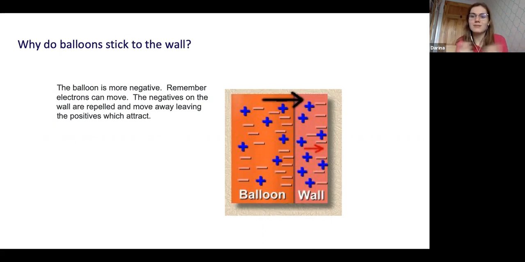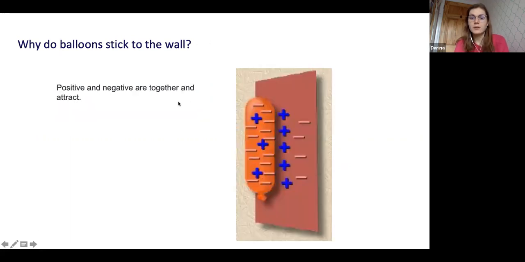The way to explain this really concisely for exams is to say the negative electrons in the balloon repel the negative electrons in the wall. Therefore, there is an induced positive charge in the wall. Opposite charges attract, so the balloon and the wall stick to each other. Okay, and summarized, there's that on the slide as well. So positives and negatives are together because all of these negatives have been repelled by the balloon, and therefore the balloon sticks to the wall.